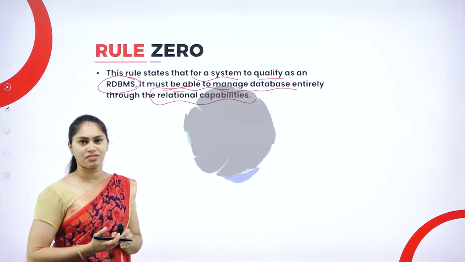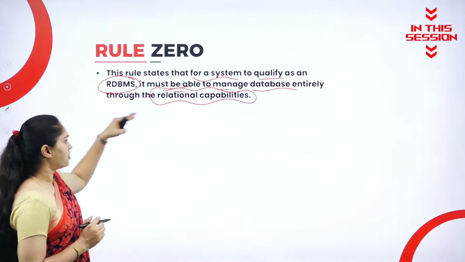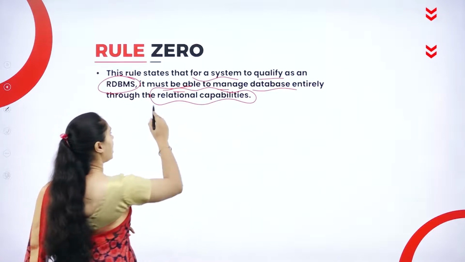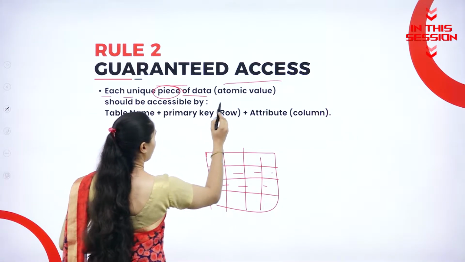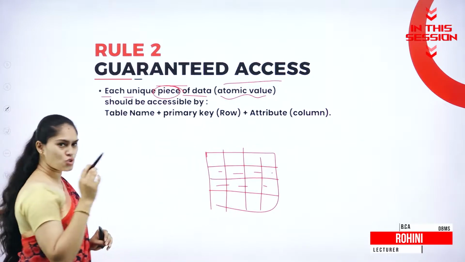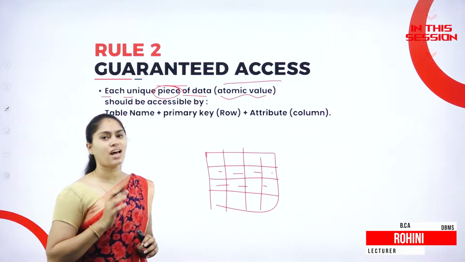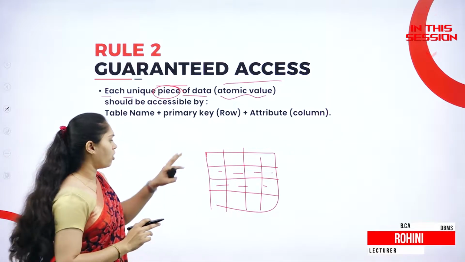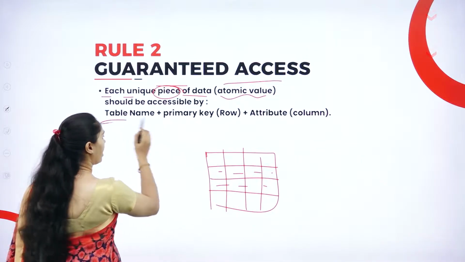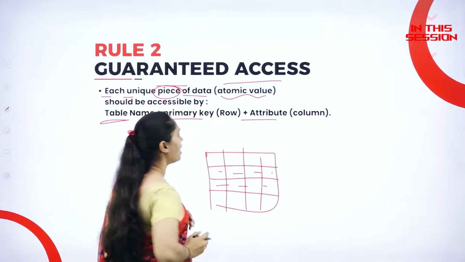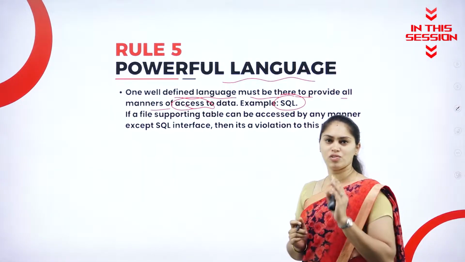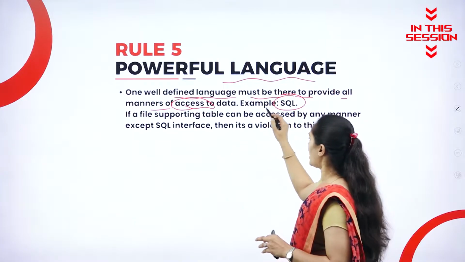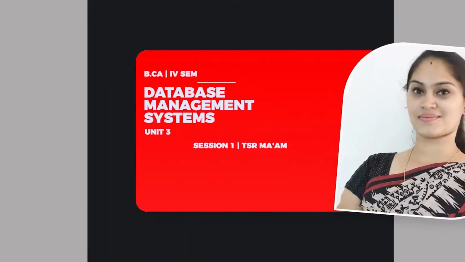If you consider any system as an RDBMS, first it must have the ability to provide relational capabilities. Each unique piece of data, that is an atomic value, must be accessible with the help of the table name, a primary key and the attribute. If I want to access the data, I have to use one powerful programming language. As of now, we have SQL.